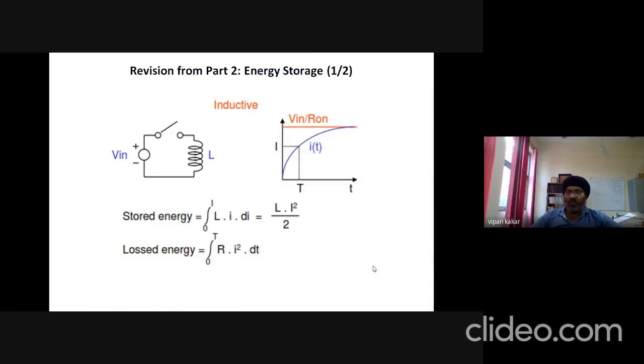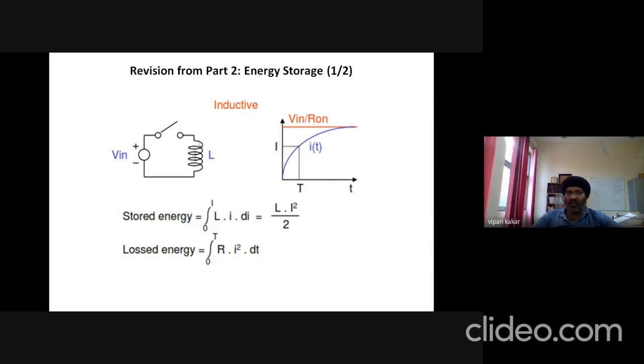Before going into the buck converter, which is a switched converter, let's first refresh some of the basic concepts which we have already discussed in part 2 of this course regarding energy storage. We know that if we have an inductor in a circuit, this inductor stores energy. This also we know, how much energy it stores. So it means when the switch is on or closes, this voltage supply starts to energize the inductor.